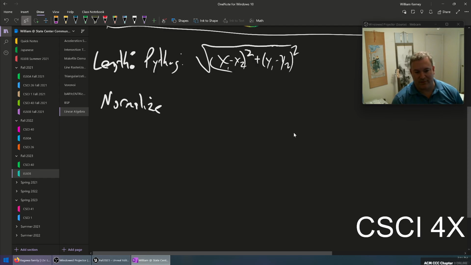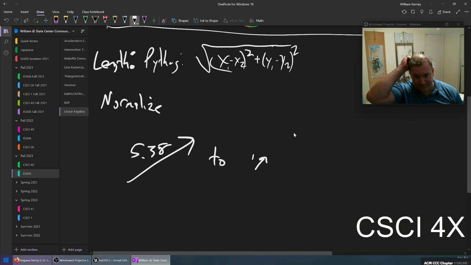To normalize a vector, if you have a vector with a length of 5.38, it turns it into a unit vector pointing in the same direction, which if I could draw would be pointing in the same direction. Let's see if I can do this a little better. It's a unit. That way, close enough. So you can normalize a vector by taking a vector and dividing by its length.